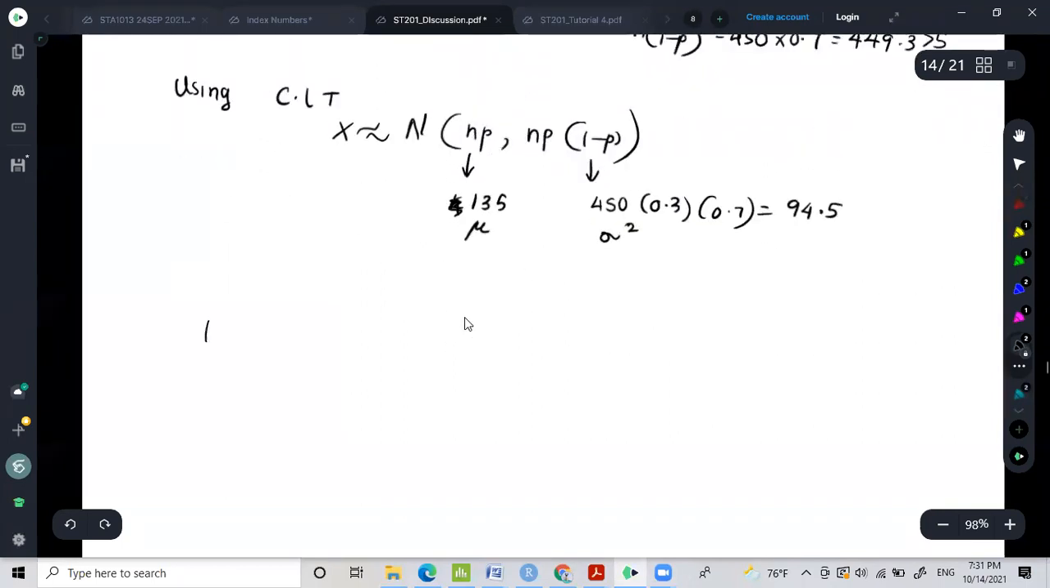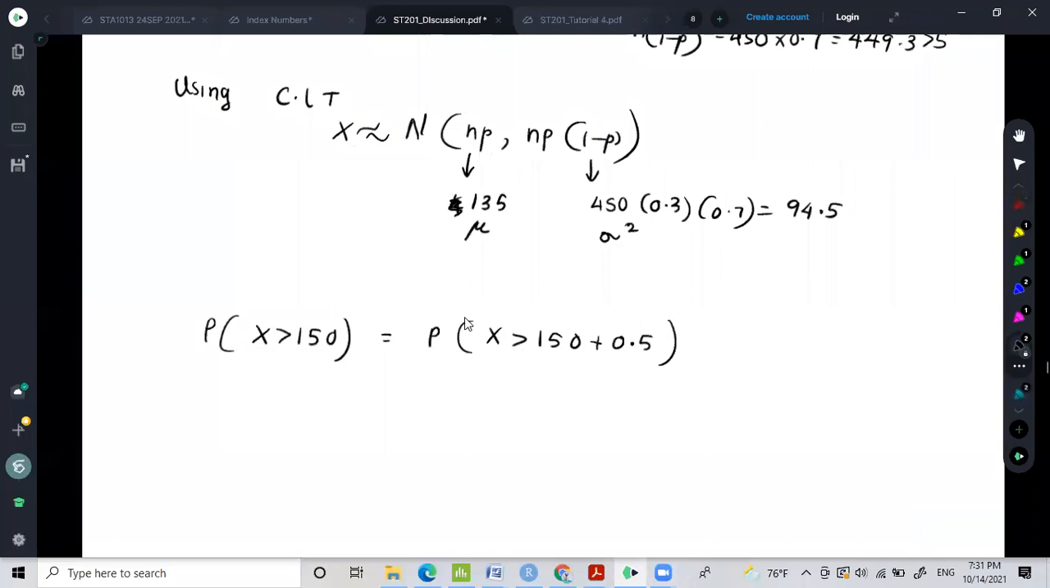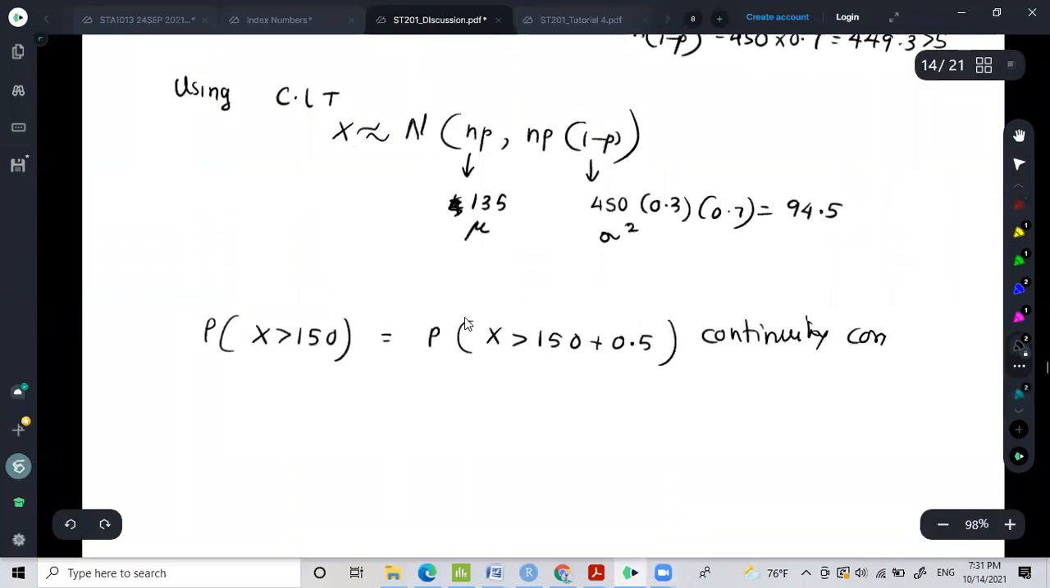Now let's do the approximation. Probability X greater than 150 will be probability X greater than 150 plus 0.5, that is the continuity correction. Yes, I did the correct addition. Let's double check. If you have greater than, just greater than, not equal, you have to add 0.5.